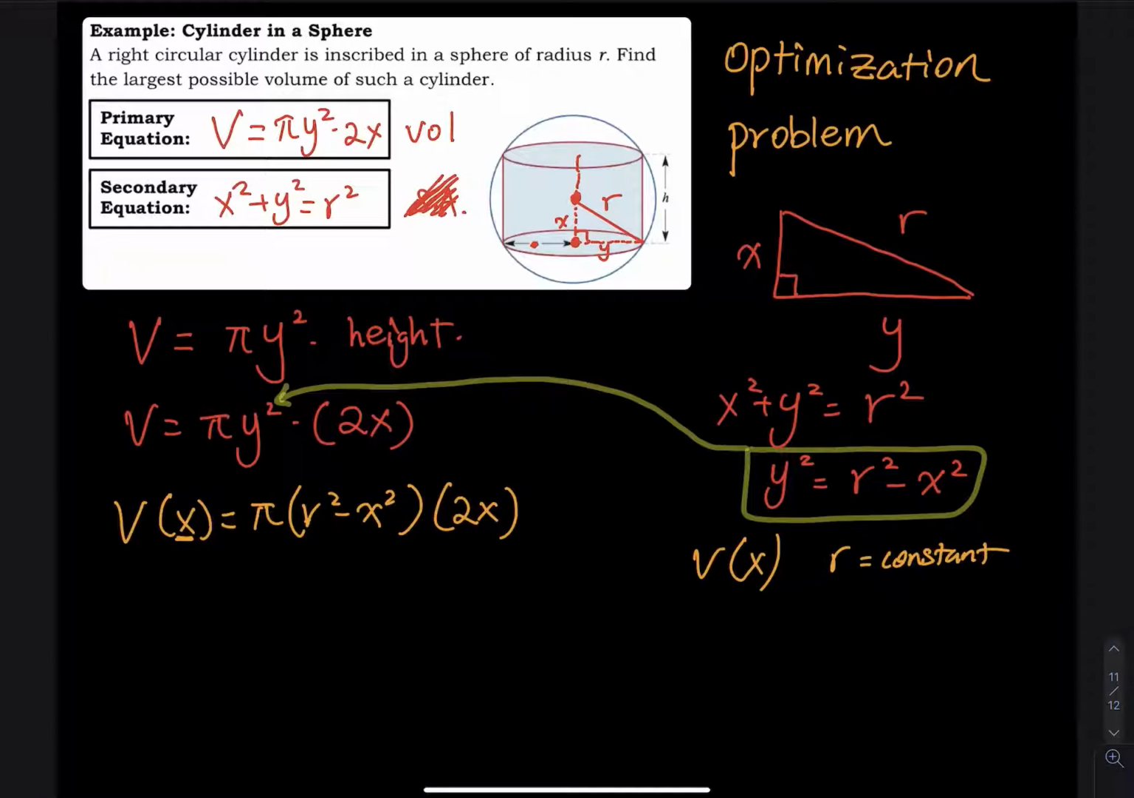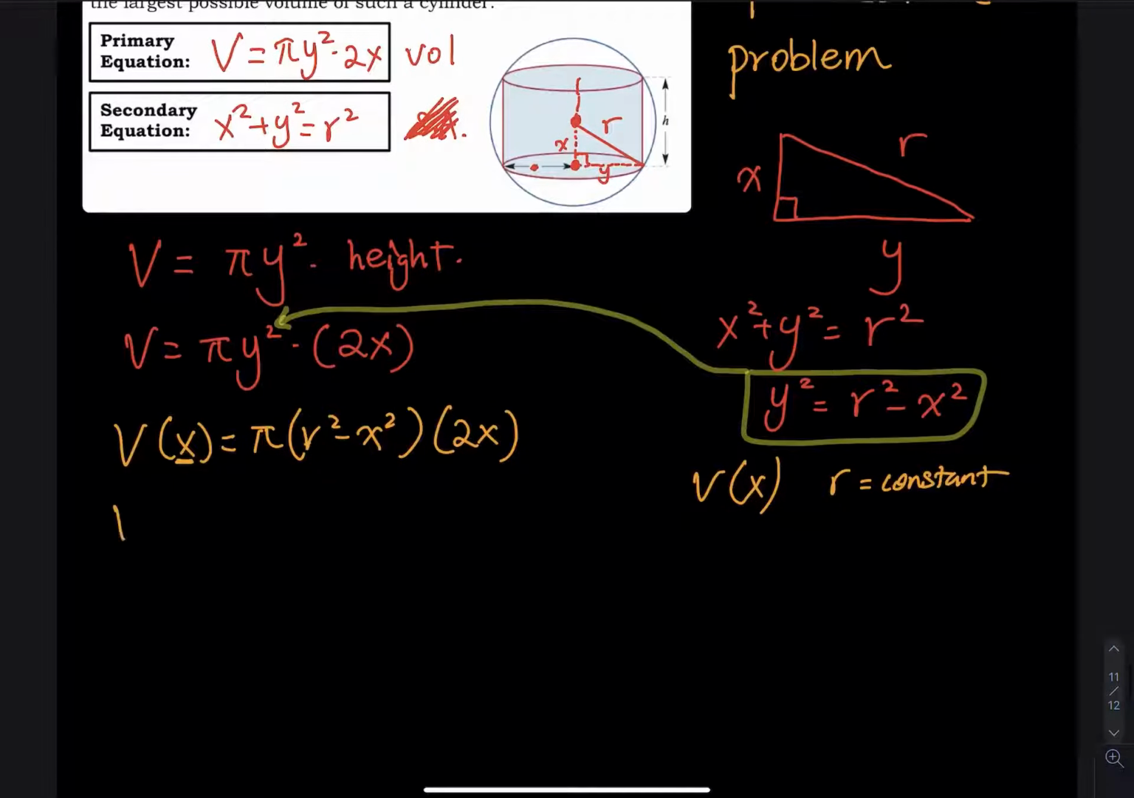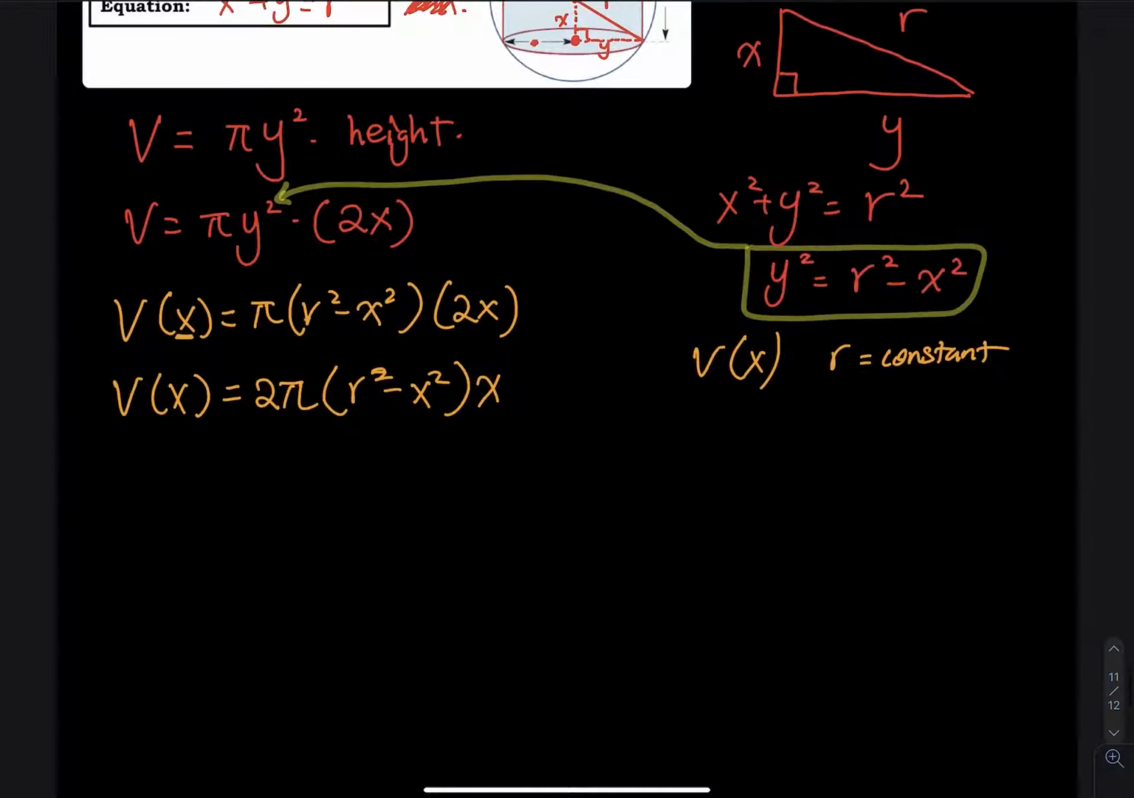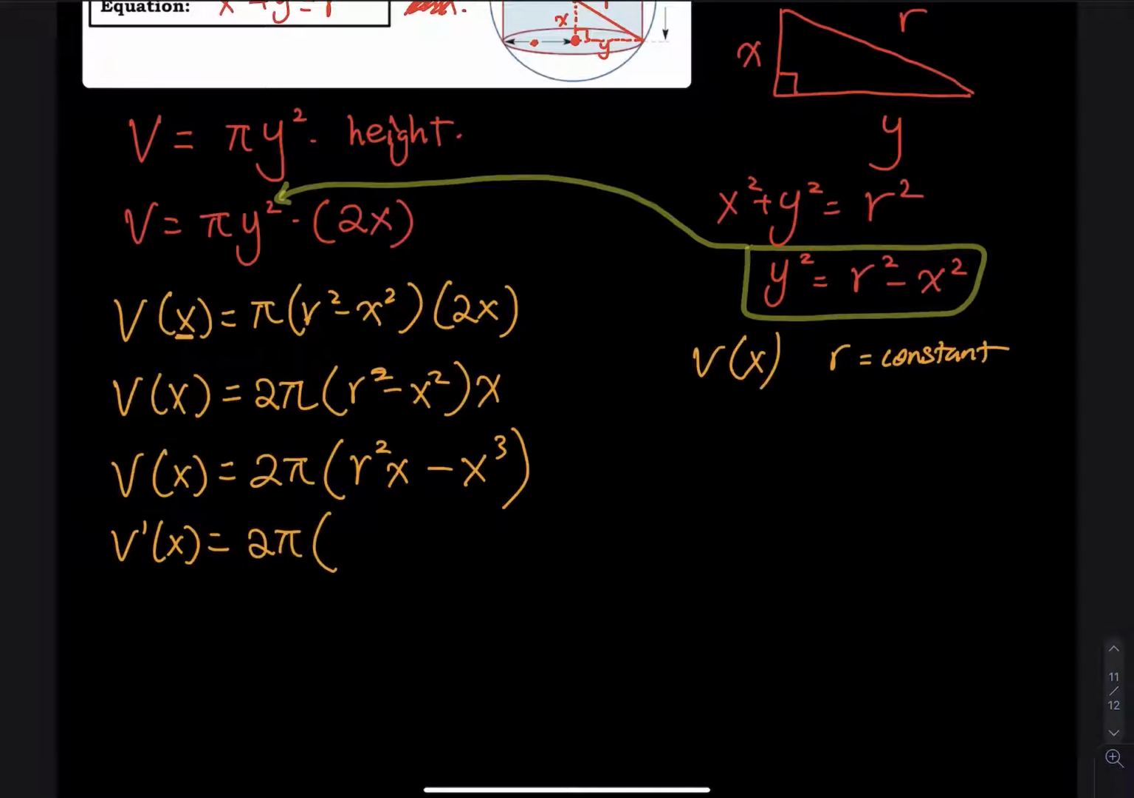All right, so let's rewrite this. We have 2 pi, right? 2 pi, they are constant. And then we have r squared minus x squared. Let's just keep that x outside, and then we distribute the x. You can do this in one step if you like. So we have r squared x minus x to the third. Okay, so now we are ready to take the first derivative. V prime of x. This is only a constant, right? So we have a 2 pi, and then we have to take the derivative of this. Remember, r is a constant.